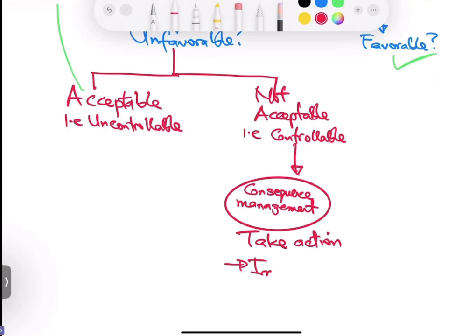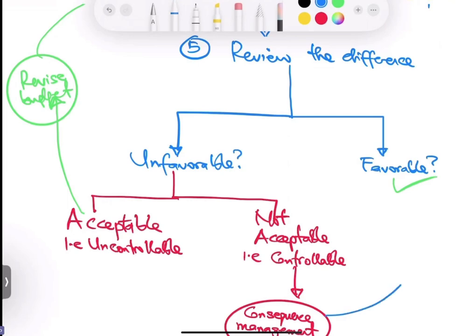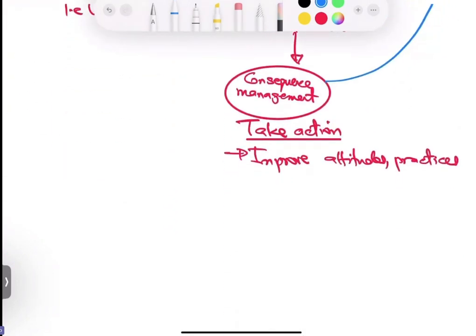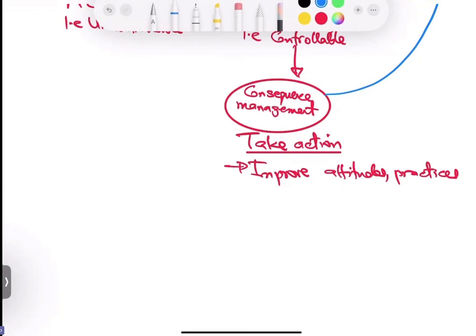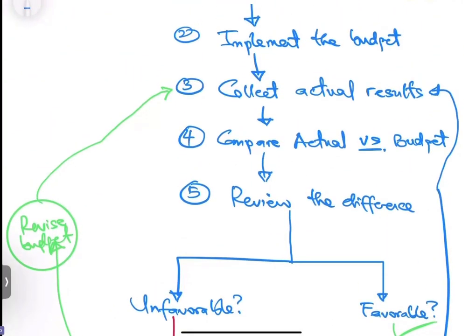Invariably, what we're trying to do is to improve performance. We want him to improve attitudes, practices, the way people are doing things. And once we take those actions, we expect them to do better next time. So we go again and do what? After we've taken those actions and collect actual result again, and we'll follow those steps down. That is just the process of budget control. That is how it is being used to manage people's performance.